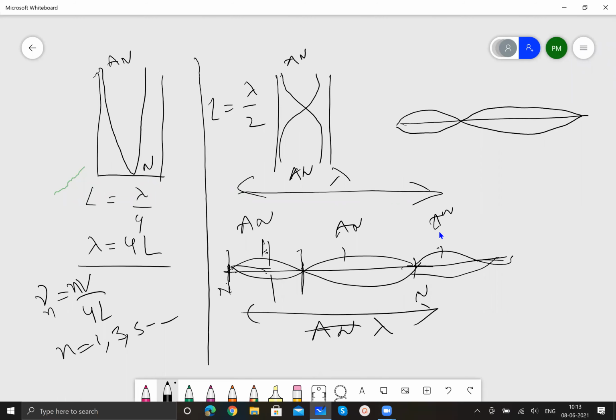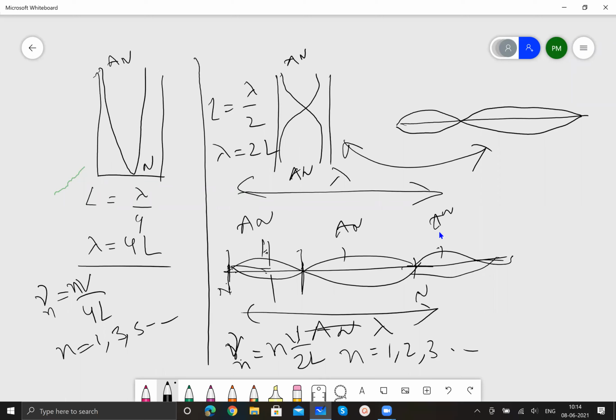Here the frequency of the nth harmonic is n into V by 2L. Because lambda by 2 is L, so lambda will be 2L here. So the frequency of the nth harmonic is n into V by 2L. n takes all the values, integral multiples. It applies for both an open pipe and a string. That's all. So this is the concept based on which this problem is made.